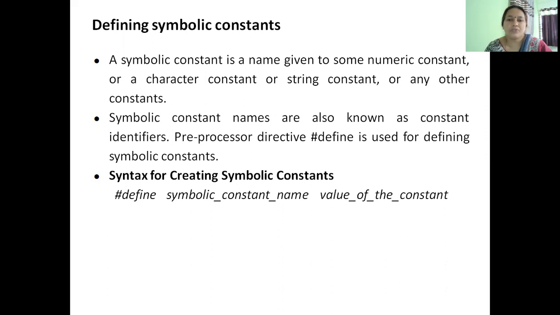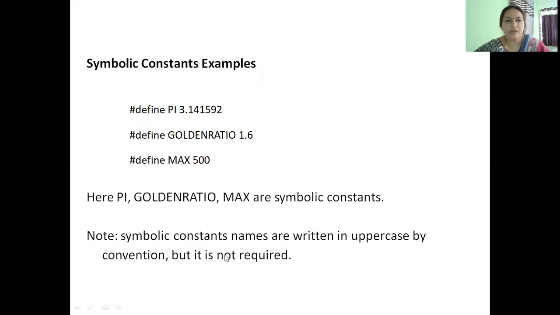We use a preprocessor directive #define in order to define symbolic constants. The syntax for creating symbolic constants is #define, space, symbolic constant name, space, value of the constant. For example, #define PI 3.141592. So #define is the preprocessor directive keyword. PI is the symbolic constant name. 3.141592 is the value of the symbolic constant. So by this, I'm defining PI as a symbolic constant.